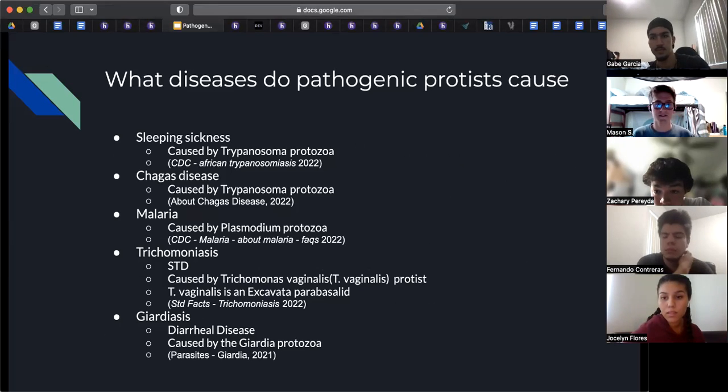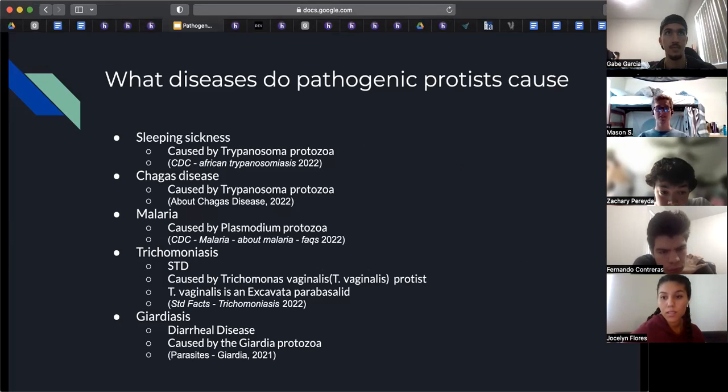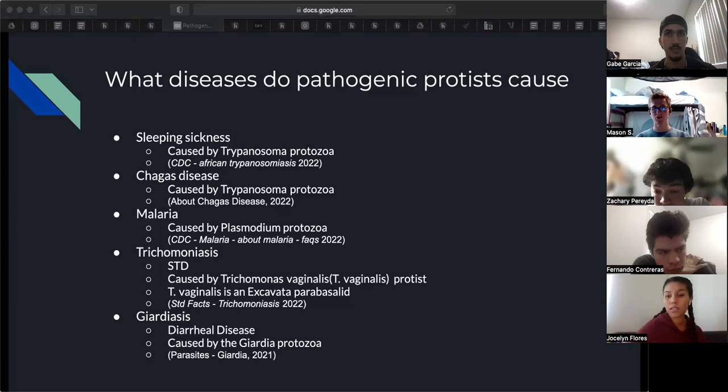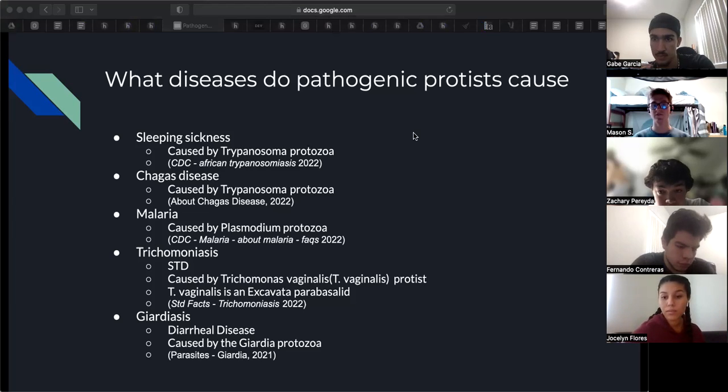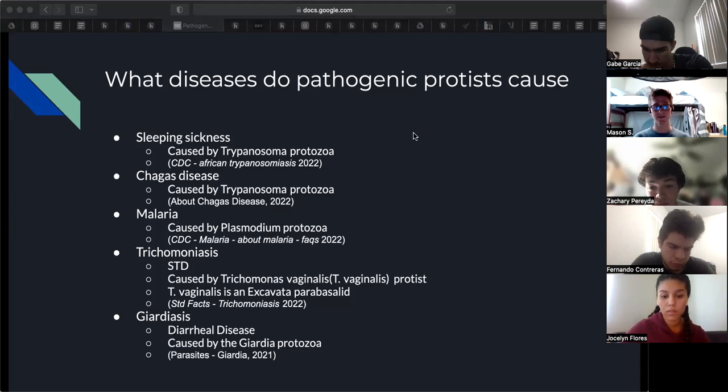Okay, so what diseases do pathogenic protists cause? Pathogenic protists are responsible for causing several diseases that are seen in today's world. Some examples are sleeping sickness, Chagas disease, malaria, trichomoniasis, and giardiasis. In sleeping sickness, people begin to experience symptoms like aching, joint pain, and fevers, and this will eventually worsen into confusion, lack of coordination, and possible changes in behavior as time goes on.